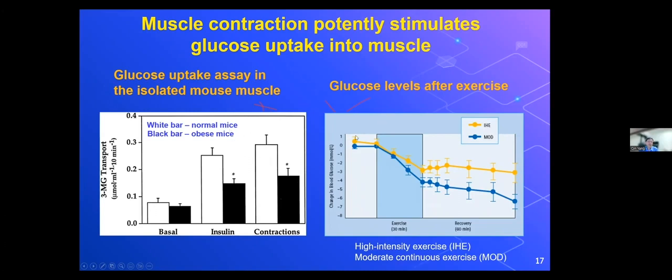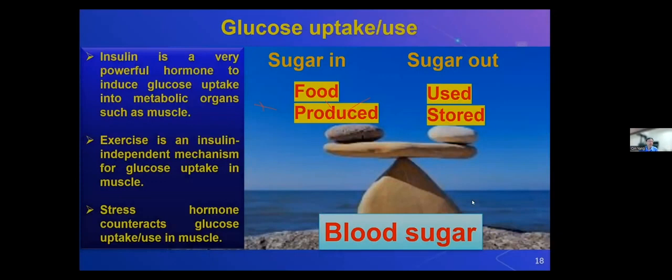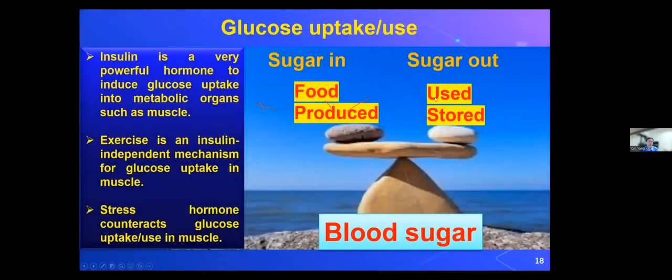And this is human data. You can see exercise can lower the sugars in most of the patients. And usually the moderate exercising can lower sugars more. Actually, if you do the very high intensity exercise, some people may have high sugars, but overall you would have low sugars over time. So that's sugar use.